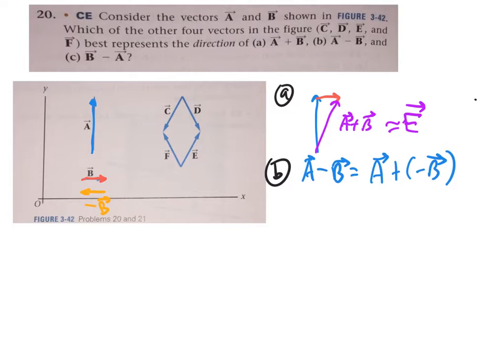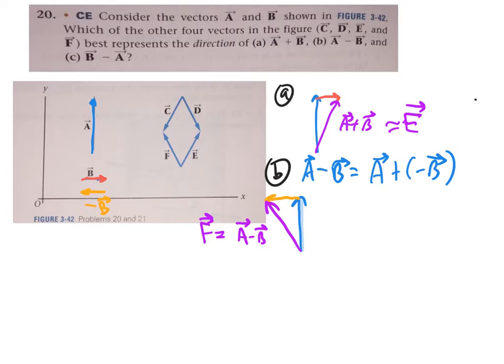So if I now take my a, which looks something like this, and I add in b, or negative b, which goes over like that, then my output looks something like this, and this is a minus b. And if we look on our figure, that is pretty close to f in direction. Right? F goes this way, and a minus b goes that way.